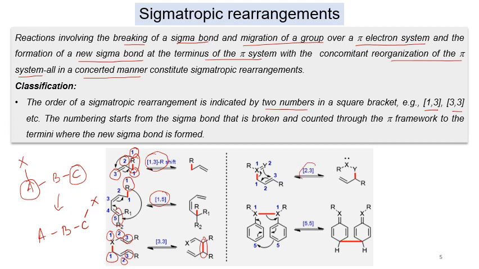Similarly, you can have 2,3 sigmatropic rearrangements. You can also have 5,5 sigmatropic rearrangements. This is the very famous benzidine rearrangement.